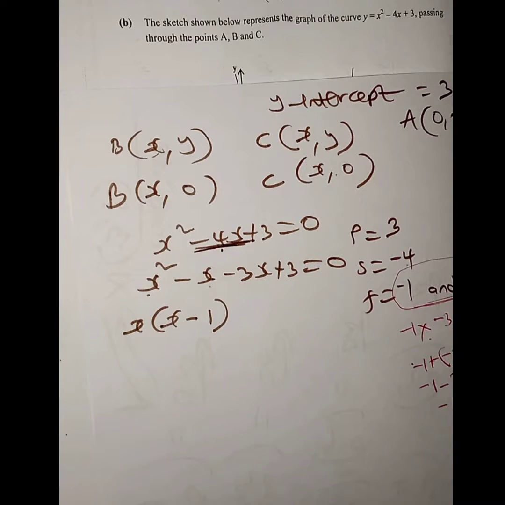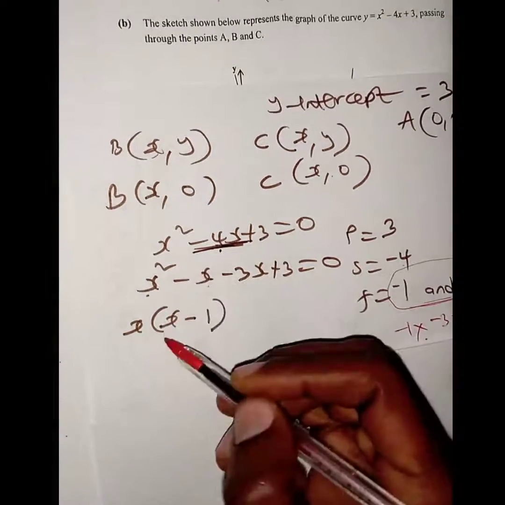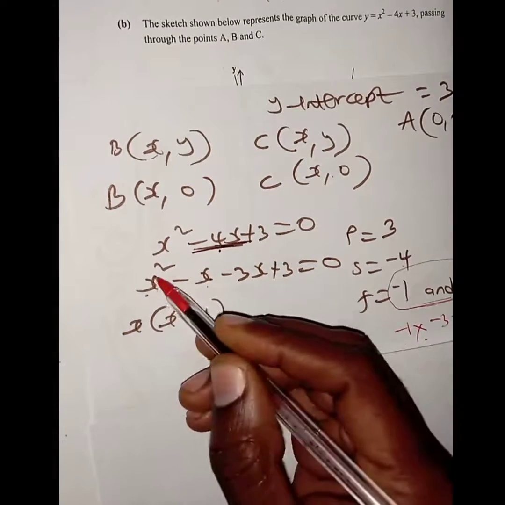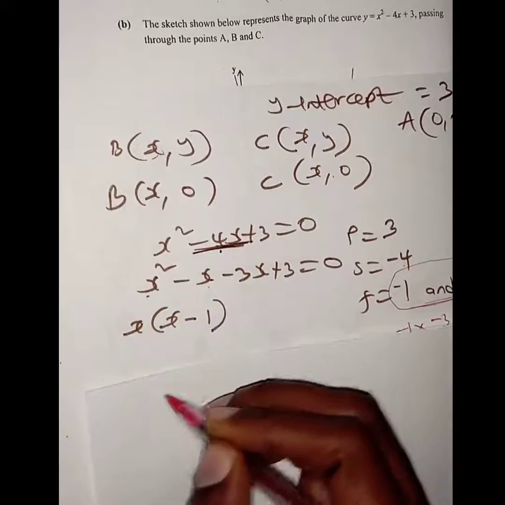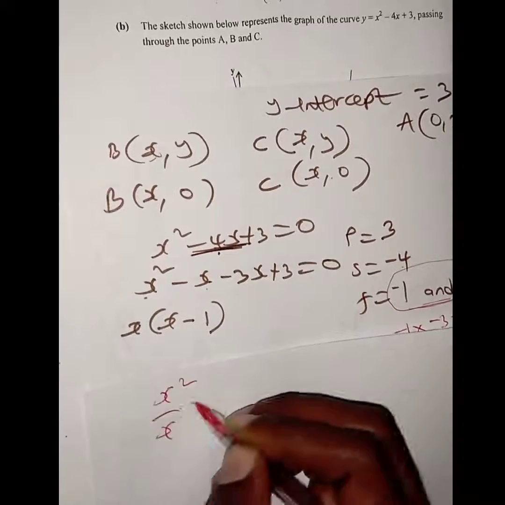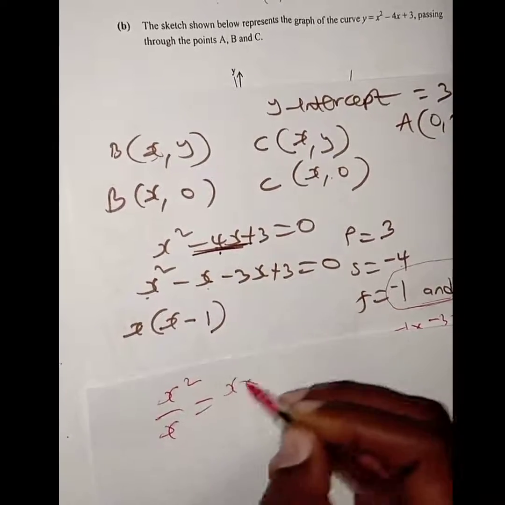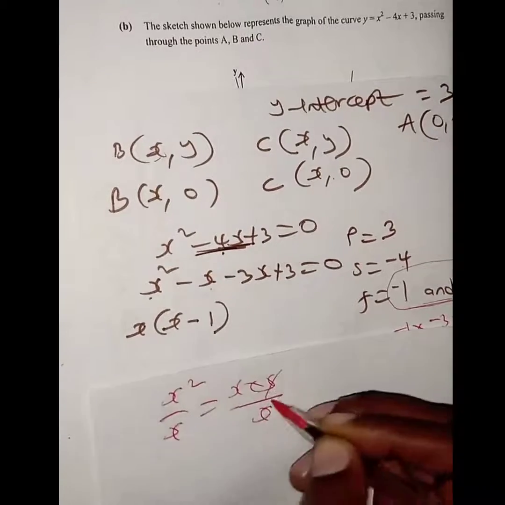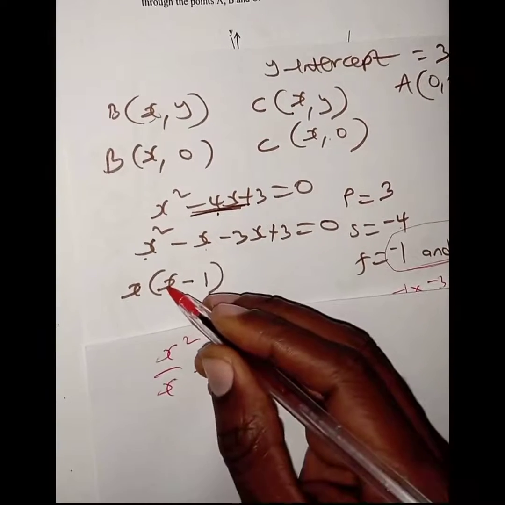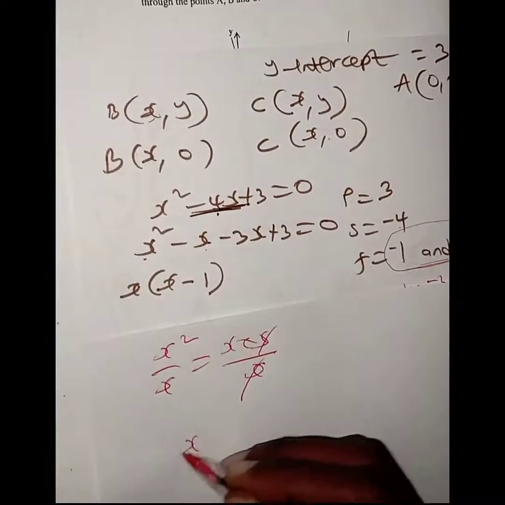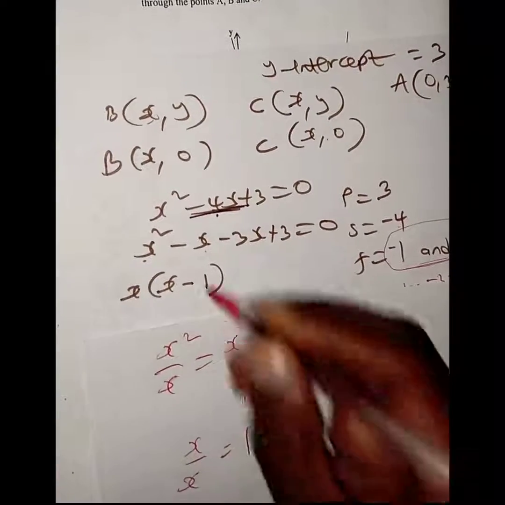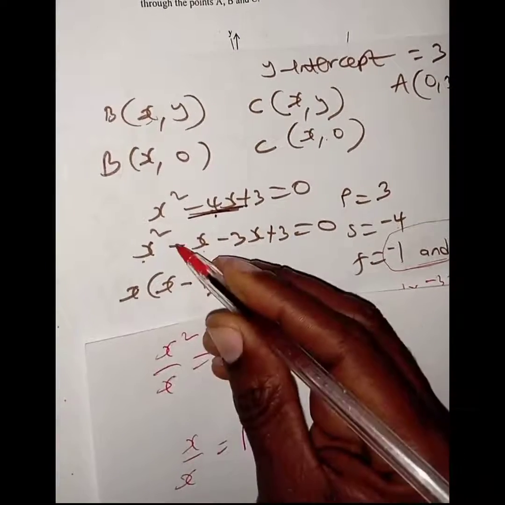You can simply do this. For you to get this, you divide x squared over x. You are aware x squared is the same as x times x over x. Cancel, x will remain. And here you divide also x over x is 1. And when you multiply, you go back to that.